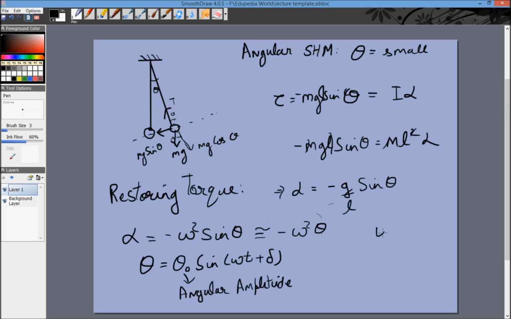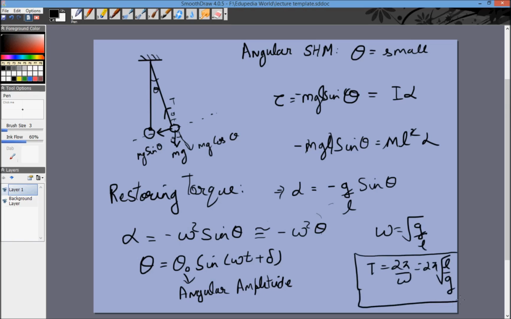And omega is root of g by l, and the time period is 2 pi by omega, that is 2 pi root of l by g. I'm sure you've seen this result before. Now finally you've been able to derive it. So the time period of a simple pendulum is 2 pi root l by g.